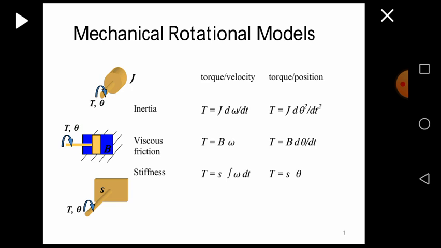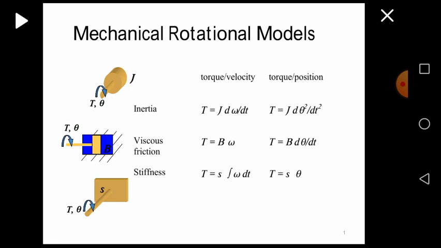First, we know that as we have mass, viscous friction, and a spring in a mechanical translation model, we are having torque, inertia, viscous friction, and stiffness in the rotational model. We are going to calculate the torque in terms of velocity for inertia, viscous friction, and stiffness now.